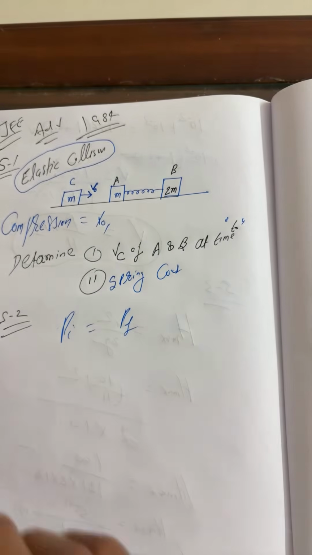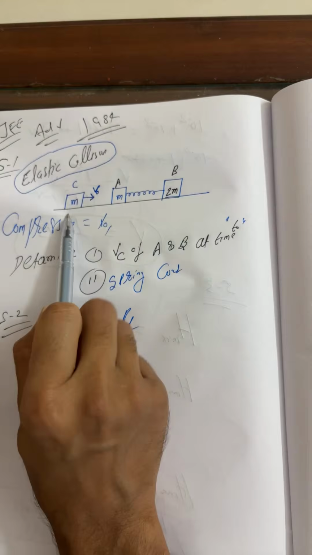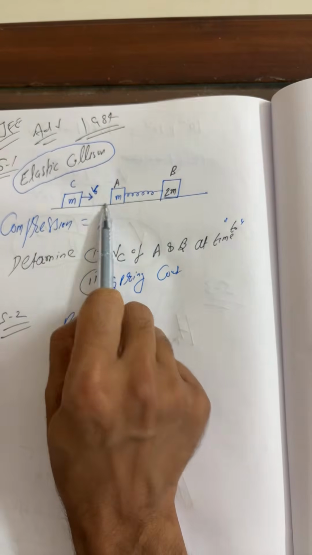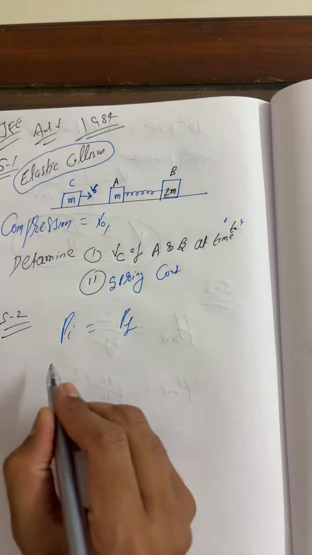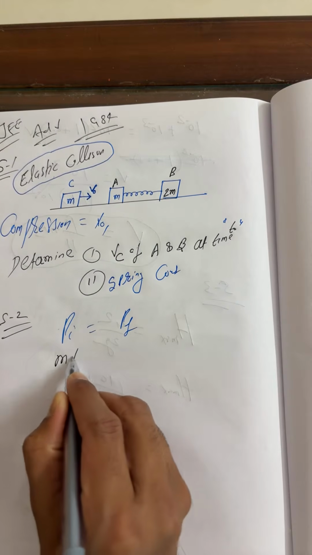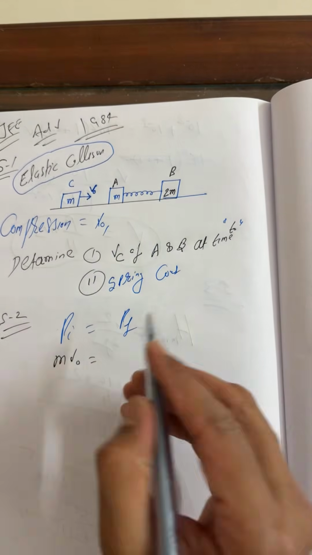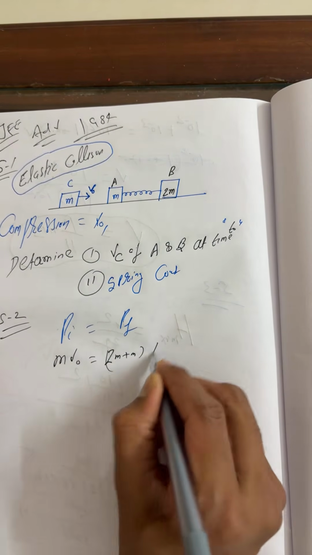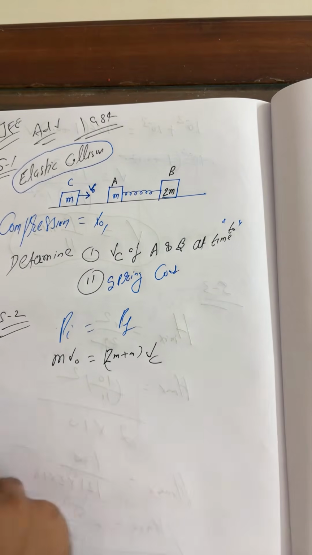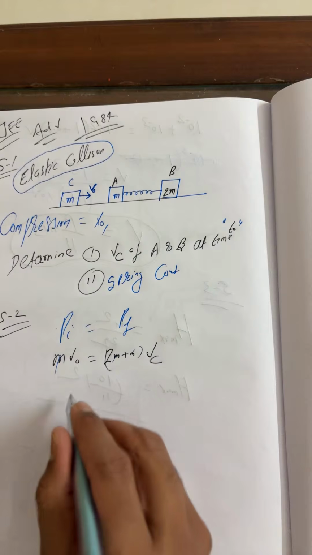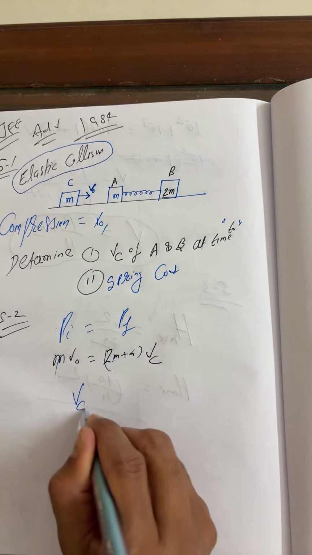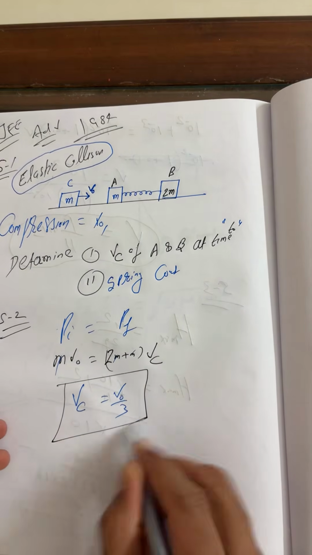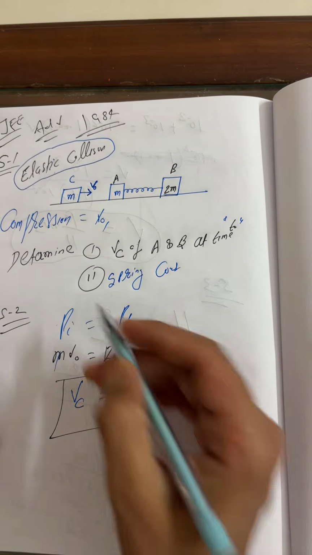Now one more thing you can take into consideration. If block C hits the system, then C will be at rest and the system will move. So P initial is m into v naught, with the other blocks at rest. So you can say 2m plus m into v, where v is the common velocity. So you can write the common velocity is equal to v naught by 3. Common velocity, students, is v naught by 3. So we got the answer to the first part of the question.